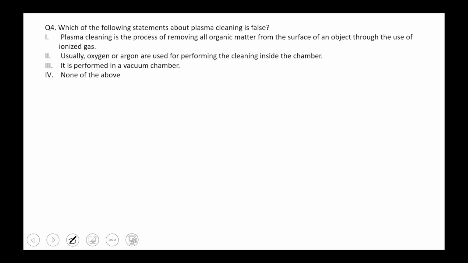But sir, in a clean room, are we using UV light or any other light? In the clean room, if you do sterilization, then you can use UV light, in case of bacteria.